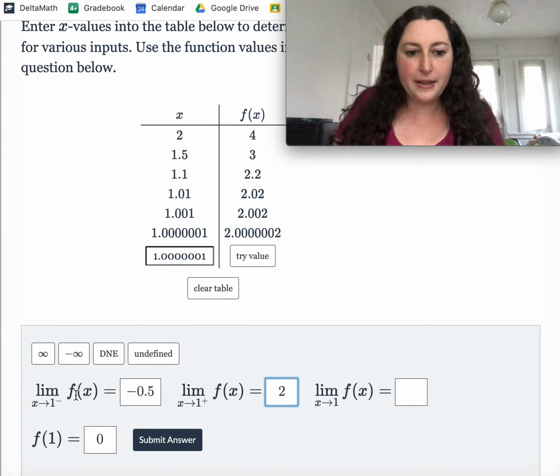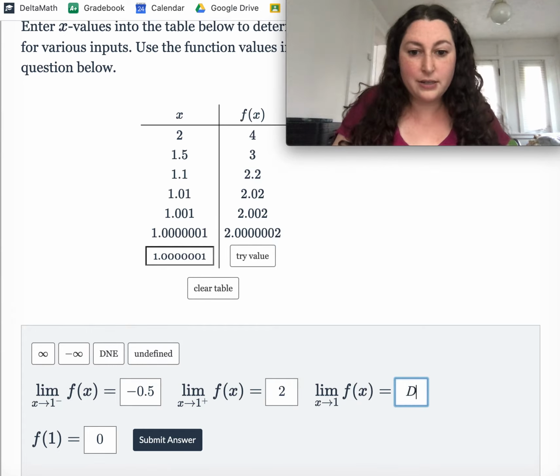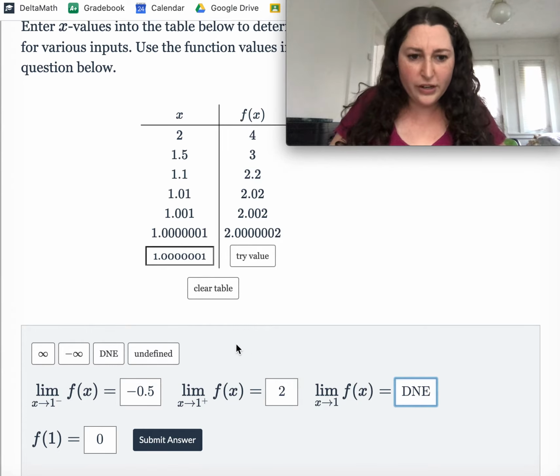Now, since my limit from the left and my limit from the right are not equal, the limit altogether does not exist. Or you're going to click this button, Danny. Oh, did it twice. Okay.